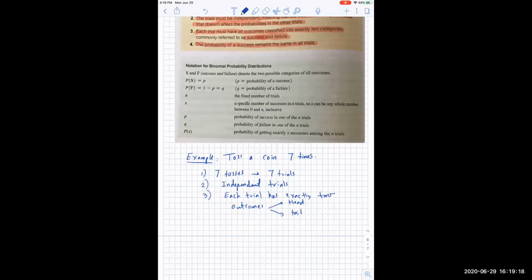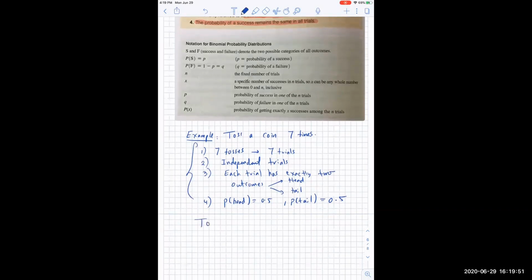Number 4, is the probability of head or tail the same in all trials? Yes, the probability of head is always 0.5 in any of the trials. Same thing for the probability of tail, it is 0.5, 50%. And that remains the same on all the trials. So because these 4 conditions are satisfied, then I can say that tossing a coin is a binomial procedure.